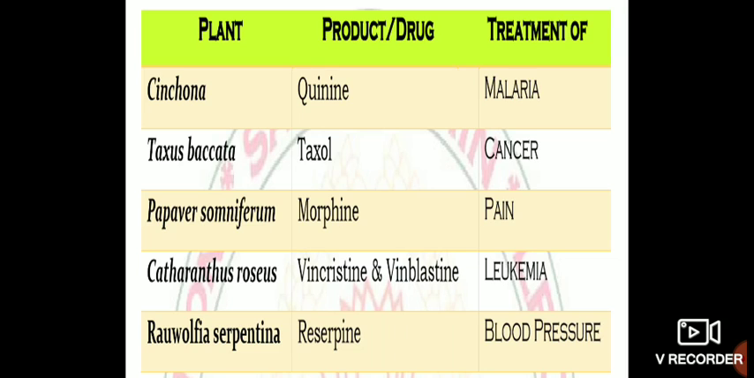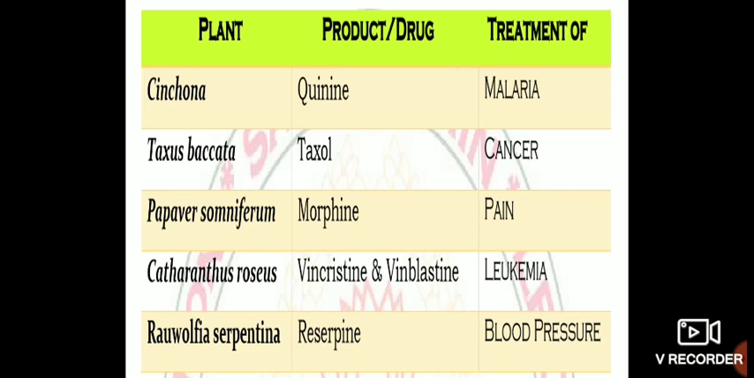Here are some of the important plants and their products which we use for medicinal purposes. The first one is cinchona. It yields a product known as quinine, and it is effective against malaria. The second one is Taxus baccata, which yields a product known as Taxol, and it has anti-cancer properties. And one more is Papaver somniferum. It yields morphine, and it is used as an analgesic, a pain reliever.